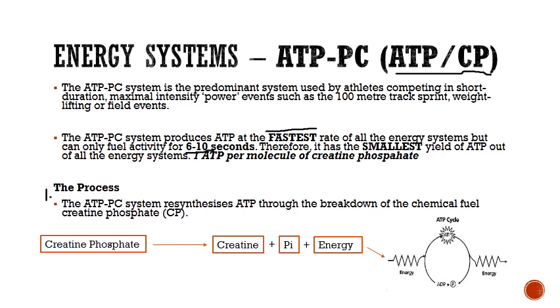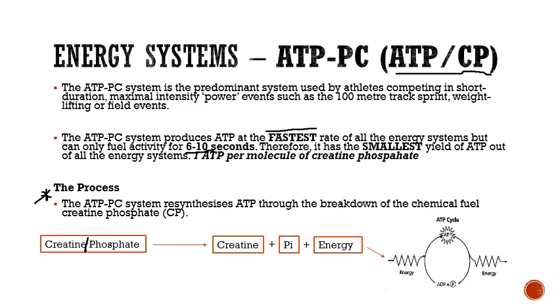It actually is incredibly similar to the way that ATP itself works. So ATP snaps off its last phosphate to release energy, and then that energy is used for muscle contraction. With the ATP-PC system, you have a molecule called creatine phosphate, which is essentially a molecule of creatine bonded with a single inorganic phosphate.